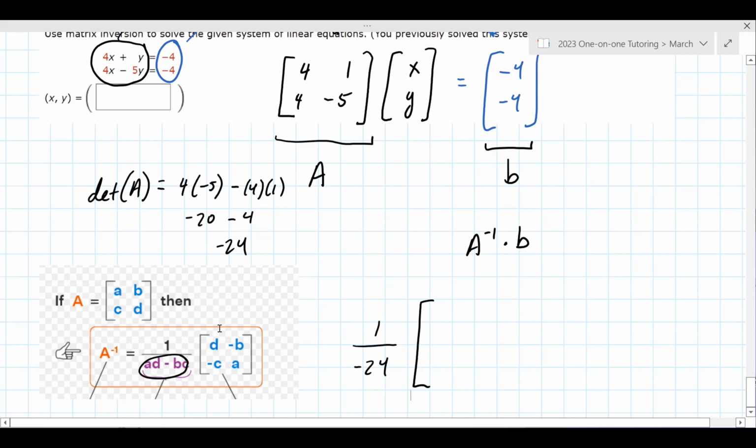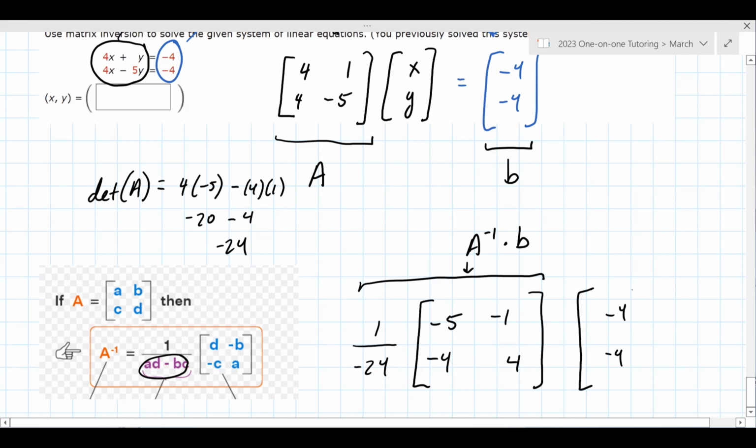All right, now A, B, C, D: A and D are swapped. So the diagonal ones are just moved, -5 and 4. C and B are in the same position. They're just negated. Since they're both positive, they go negative like this. And that is your inverse. So everything we just did here is the inverse. And then your B is -4 times -4.